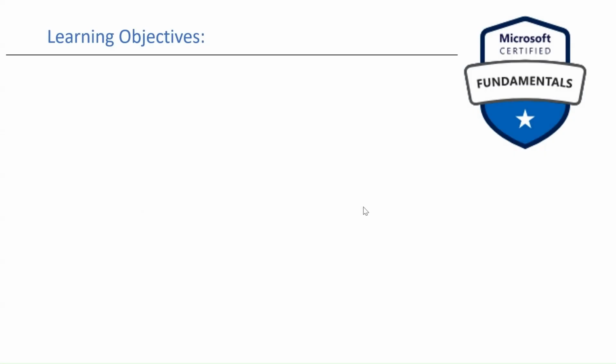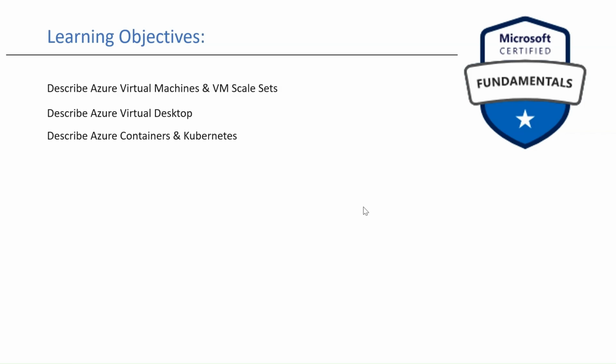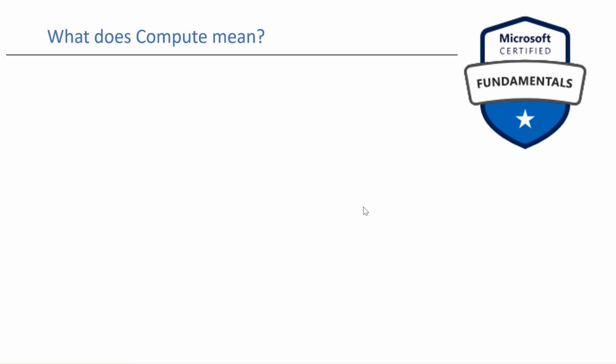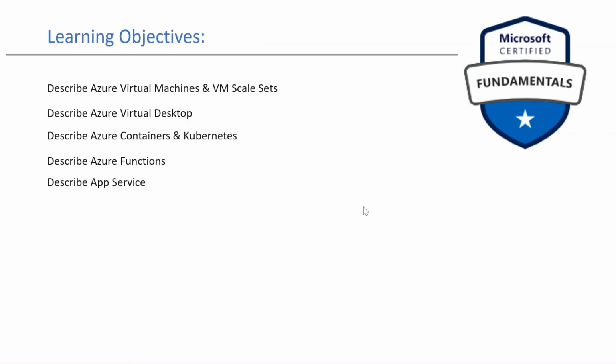All right, welcome back. Let's quickly look at the objectives. What we are going to learn: we're going to describe virtual machines and virtual machine scale sets. We're going to learn about Azure Virtual Desktop, what it is and when to use it, and then Azure Containers and Kubernetes, and then we're also going to look at Azure Functions and App Service. All right, so that's what the agenda is. Those are the host of compute services that we're going to learn in this video.